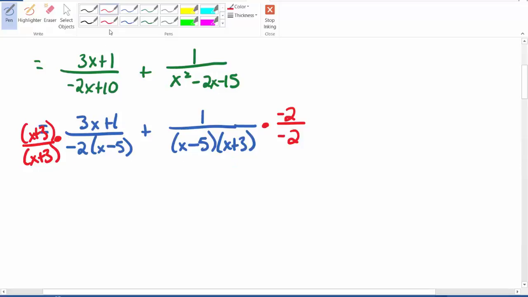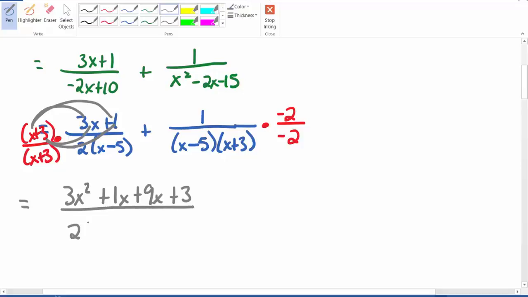Next, we're going to distribute these items. We have our x times 3x gives us 3x squared. x times 1 gives us positive 1x. 3 times our 3x gives us plus 9x. And 3 times our 1 gives us plus 3. On the bottom, we still have our 2 times x minus 5 times x plus 3. And actually, that should be a negative 2. We got a little cut off, but it is a negative there.